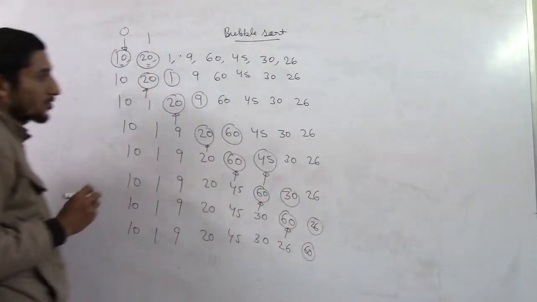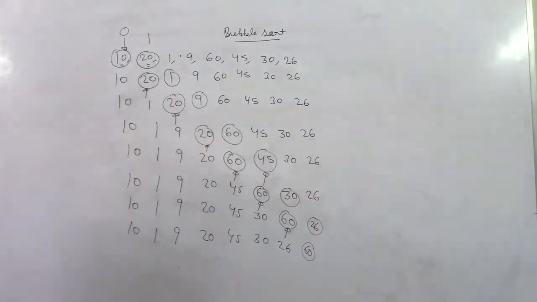What is the purpose of this? If you look closely, one pass is over, and the largest value inside this array, please pay attention, the largest value inside this array has got its correct position. Are you following this one? The largest value inside this array was 60, and 60 has been kept at the right side.